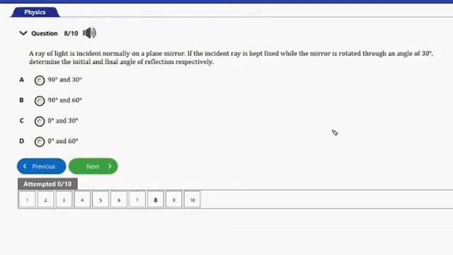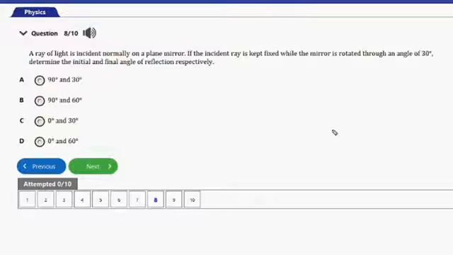So guys, the next question we have here is question number 8. It says, a ray of light is incident normally on a plane mirror. If the incident ray is kept fixed while the mirror is rotated through an angle of 30 degrees, determine the initial and final angle of reflection respectively. So we have option A 90 and 30, option B 90 and 60 degrees, option C 0 and 30 degrees, and option D 0 and 60 degrees. So guys, the answer to this question will be option C, and that's 0 and 30 degrees.